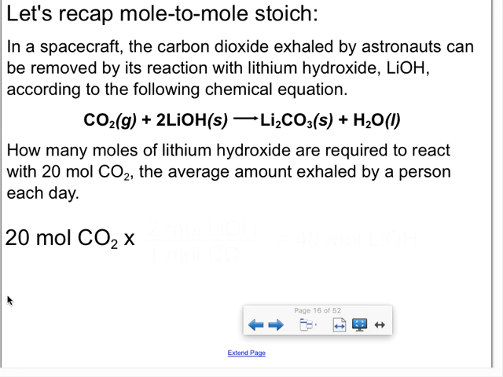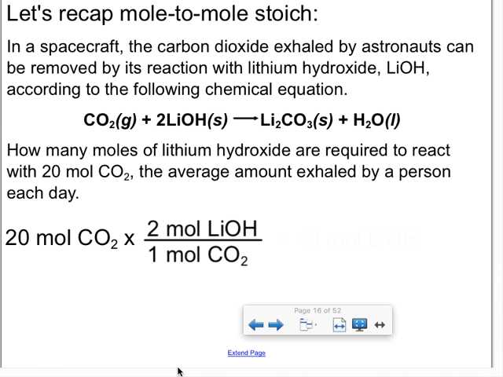So 20 moles of CO2, and we are trying to get to lithium hydroxide, LiOH. We want to know how much is needed to convert this substance into something else. If I look at my chemical equation, I have a 1 in front of the CO2 and a 2 in front of the LiOH. Since I'm starting in CO2, that goes on the bottom of the mole ratio. So you should have 1 mole of CO2 on the bottom and 2 moles of LiOH on top.